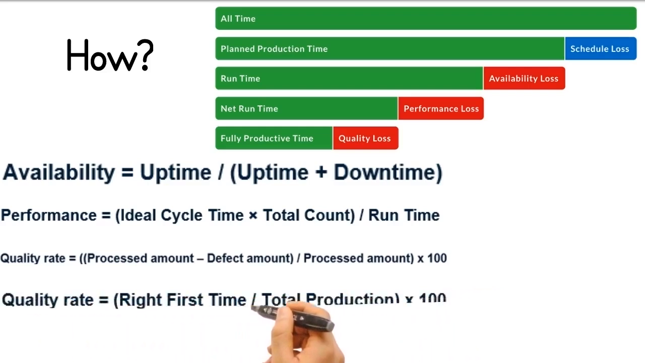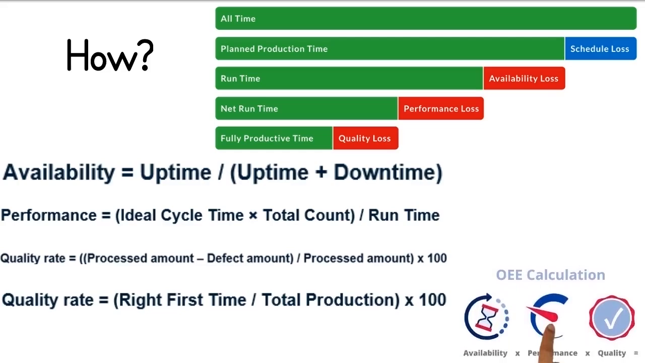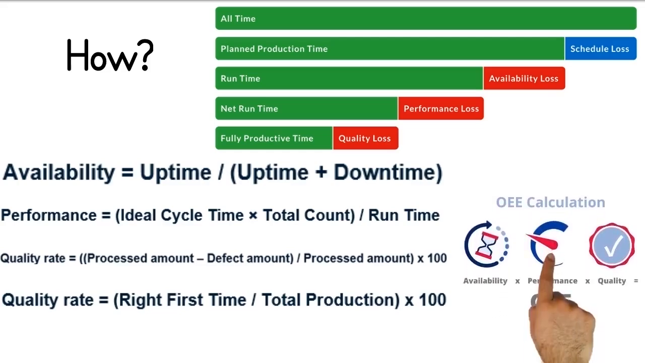You can also express the quality rate as: quality rate equals right first time divided by total production multiplied by 100. 4. Calculate OEE. Once availability, performance, and quality are determined, OEE is calculated by multiplying these three factors together. OEE equals availability times performance times quality. Through this process, OEE provides a comprehensive view of equipment performance, identifying areas for improvement and driving continuous enhancement.